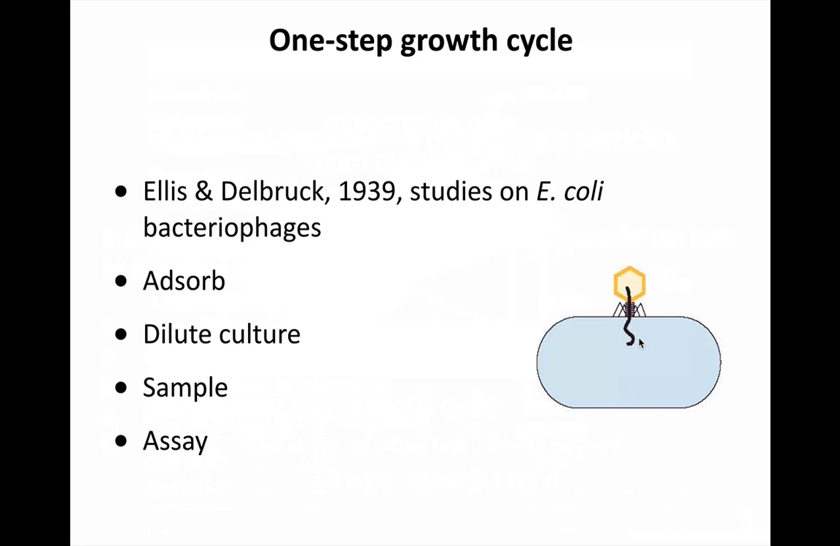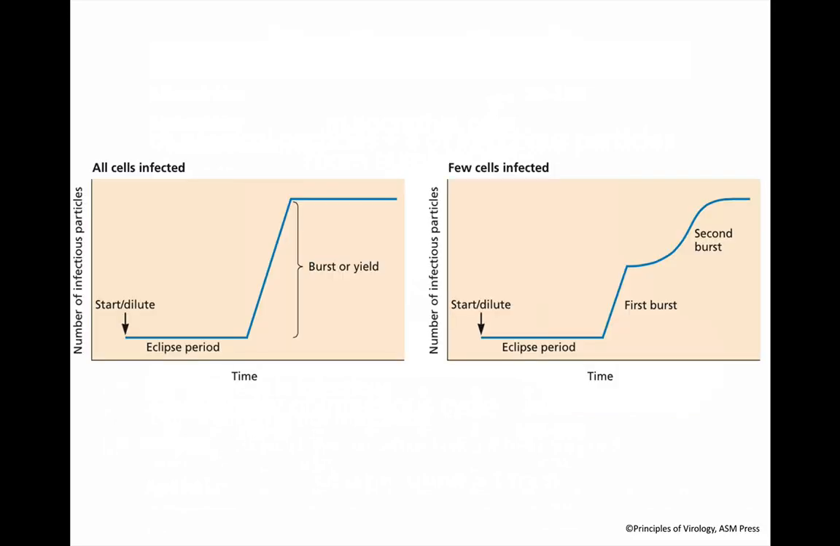You want to synchronize infection. Then you let the infection proceed. You sample at various times, and then you measure virus infectivity. It's a very simple experiment, and it tells you a lot. So here's an example of a one-step growth cycle on the left.